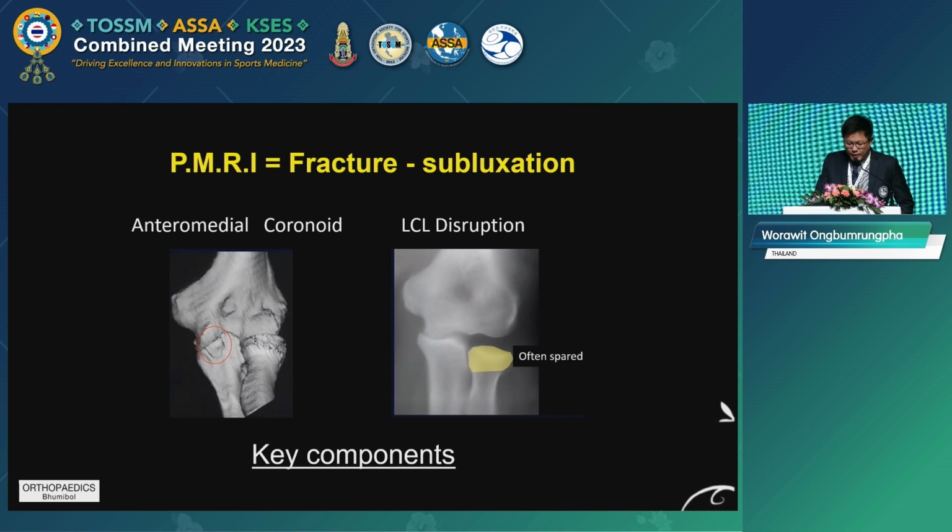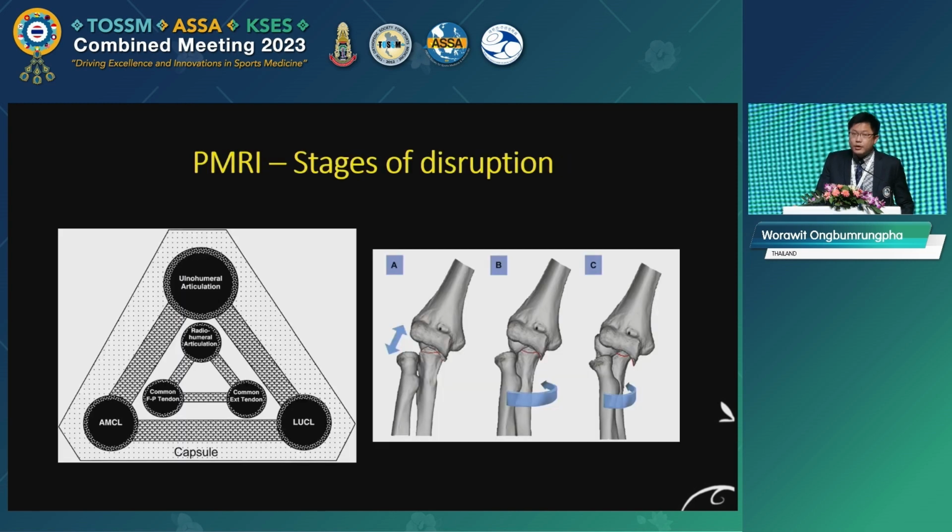On the lateral side, the radial head is oftentimes spared. It's a medial-based problem. The joint can even stay stable, depending on what size of fragment you have, a larger or smaller fragment of the coronoid fracture. So PMRI involves disruption of the LUCL, parts of the common extensor muscle, and sometimes very minimal parts of the capsule, and on the lateral side the radial head is intact.